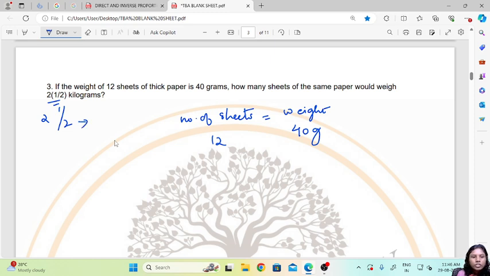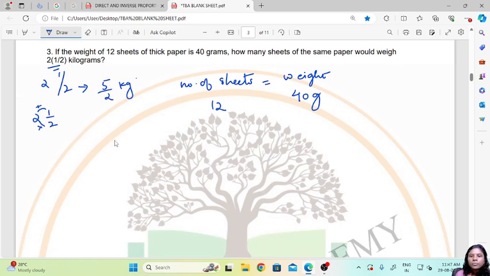So this mixed fraction you have to convert. So if you write this, it is 2 and 1 upon 2. So this you multiply and this you add. So 2 twos are 4, 4 plus 1 is 5 upon 2. So 5 upon 2 kgs. Now, okay, now here what you have to do? So now this will be what? How many sheets of the same paper would weigh 2 and 1 by 2 kilograms.